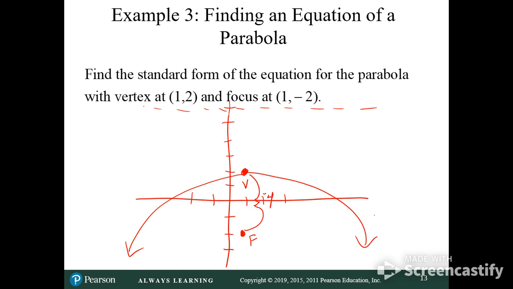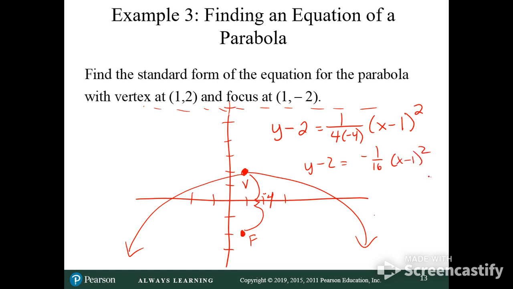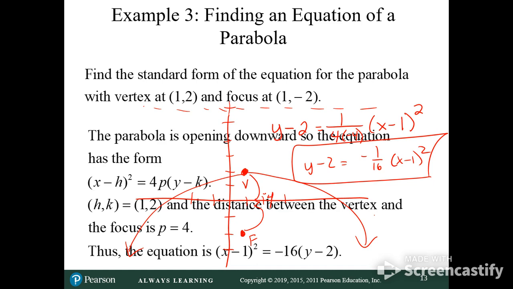The way I write my equation, this is an up or down parabola, so y should be alone. So y minus the y value of the vertex: y minus 2 equals 1 over 4p, 1 over 4 times negative 4, times x minus 1, the x value of the vertex, squared. So y minus 2 equals negative 1/16 times (x minus 1) squared.